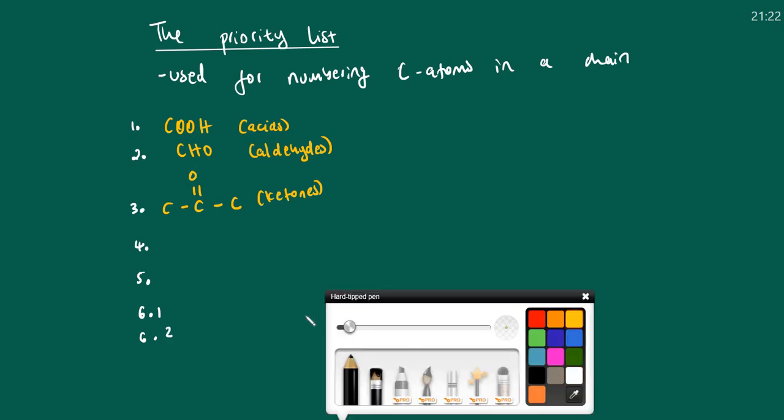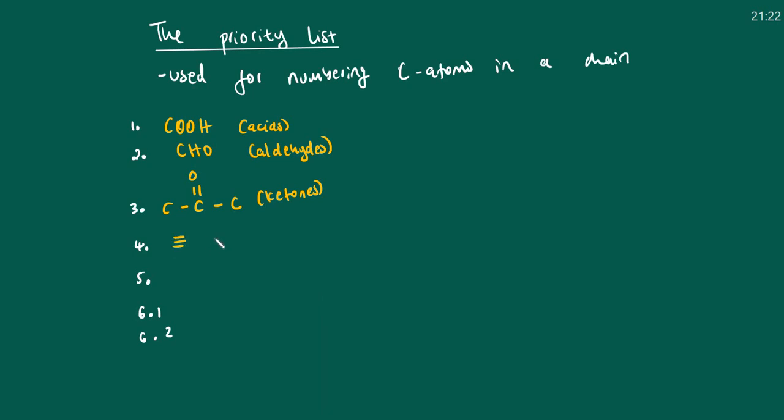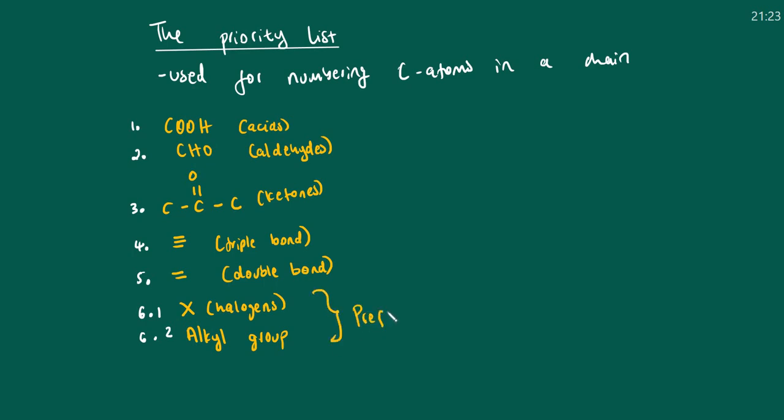So now for number 4, you can never guess: the triple bond. And then here we're going to have the double bond, and then we have X, which represents the halogens, and then we have the alkyl group. These ones serve as the prefix. They usually are part of the prefix and are taken as substituents. That's what we are trying to say. They are taken as substituents.